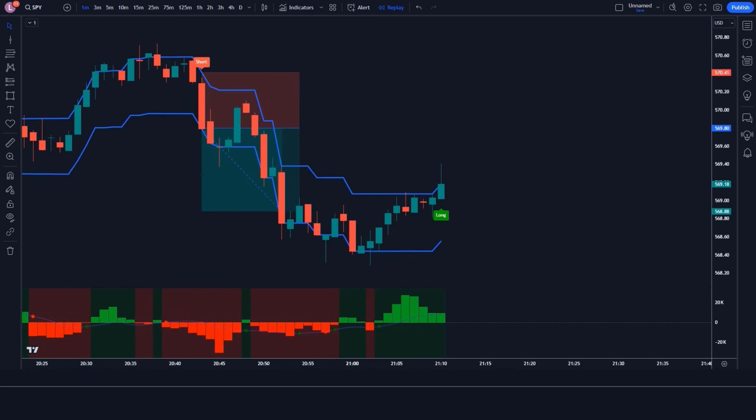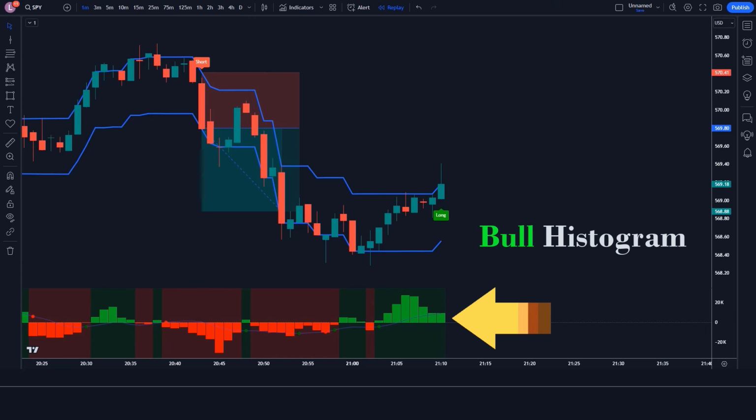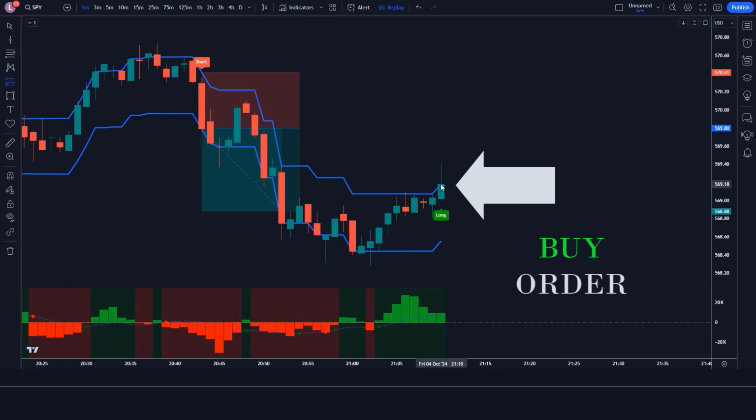We have got the signal. Here the Black Pika's indicator gives us a buy signal. Here the Klinger Volume Oscillator shows a bull histogram. Here the market has made a bullish candle to give confirmation. So all our conditions are being fulfilled, so we are placing an order to buy.